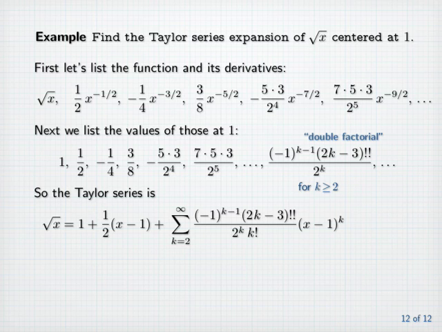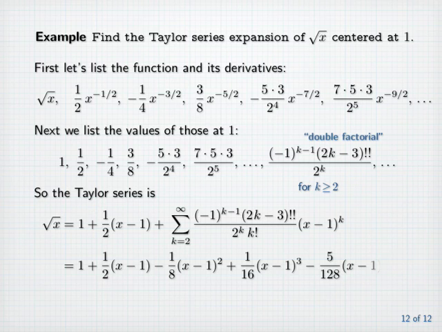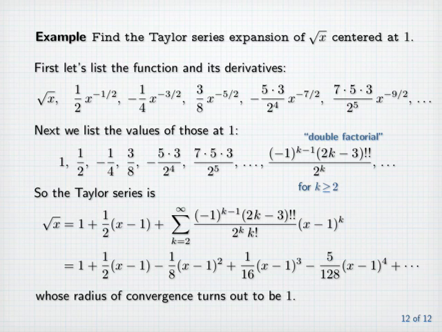The first several terms here are 1 plus 1/2 times x minus 1 minus 1/8 times x minus 1 squared plus 1/16 times x minus 1 cubed minus 5 over 128 times x minus 1 to the fourth. The radius of convergence of this series turns out to be 1, as we should expect it to be since the square root function is not differentiable at 0.